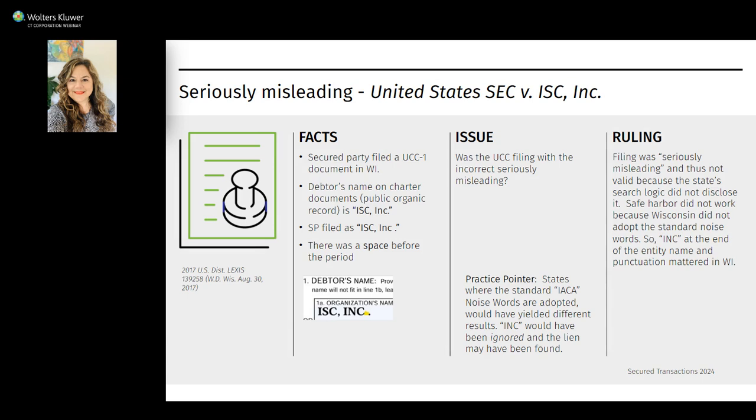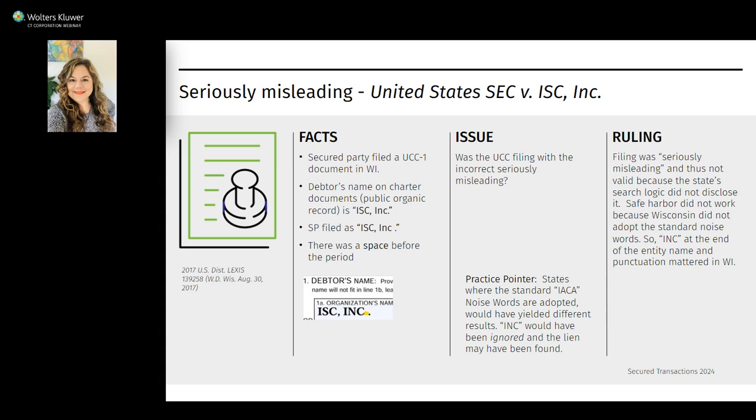I use this case a lot, but I really like it. I can't break up with this one. It's a case in Wisconsin, and it shows a little bit more about what it means to be seriously misleading, all right, and the safe harbor. The secured party filed a UCC-1 in Wisconsin.